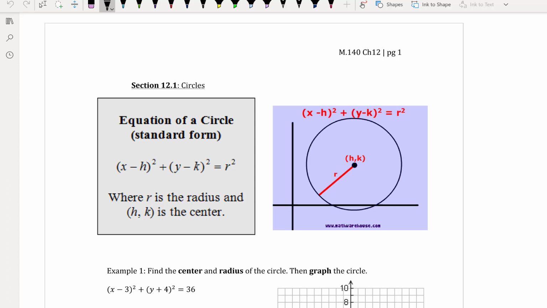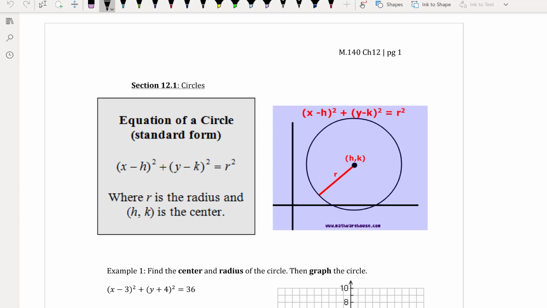We'll go ahead and start with circles, which is found in section 12.1. So we have the equation of the circle in standard form, where we have in parentheses x minus h squared plus in parentheses y minus k squared is equal to the radius squared, okay? Remember, h and k would be the center of the circle and r is the radius.